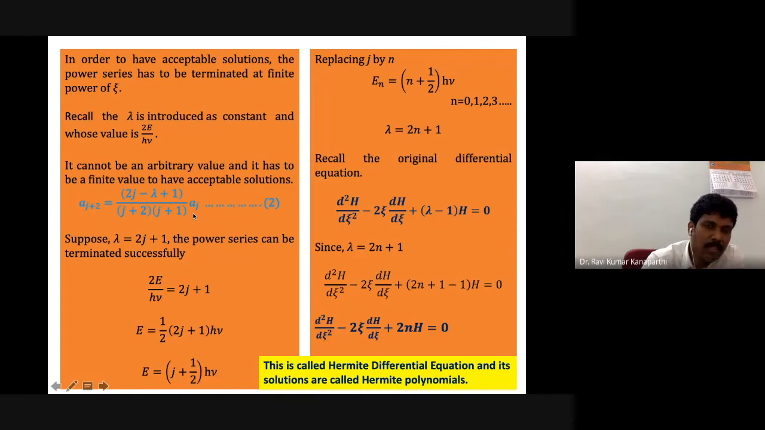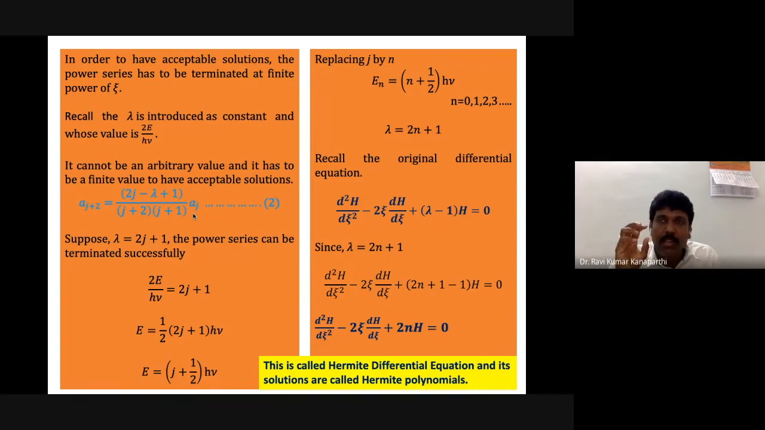If A8 is 0, then what about A10? A10 is also 0. If A10 is 0, A12 is also 0. So all the terms higher than A8 vanish; up to A8 you will have finite values, but the other coefficients terminate. They vanish. As a result, we are successfully terminating the power series. So that is the conclusion, by fixing the value of lambda.